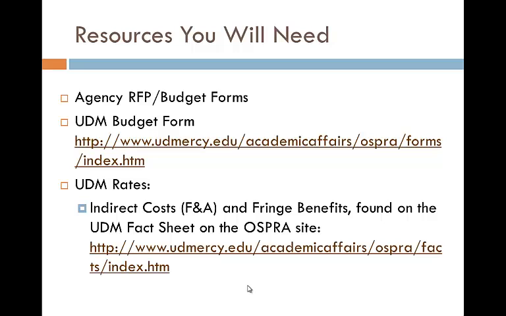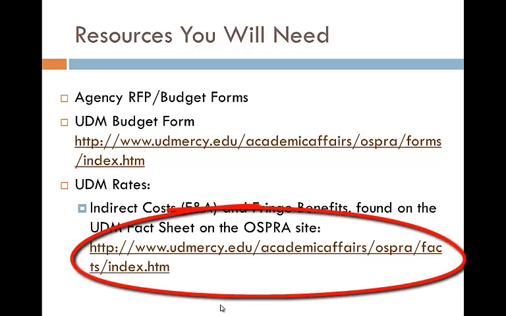Also, a lot of questions you might have, such as what our tax ID number is, what our DUNS number is, how much the university will reimburse for mileage, will be on the UDM fact sheet, which is also on the OSPRA website.